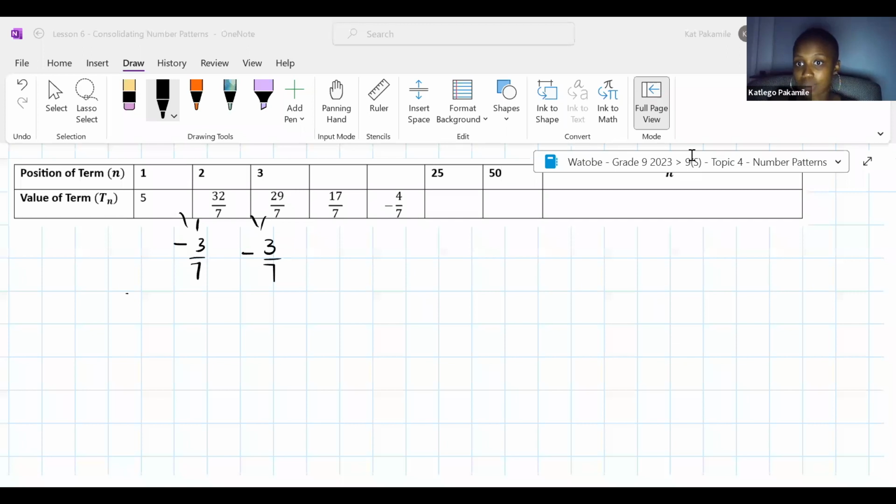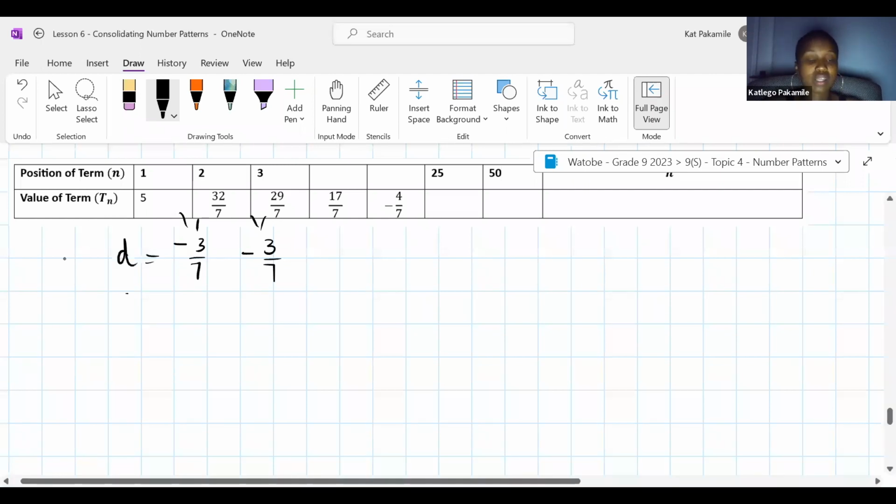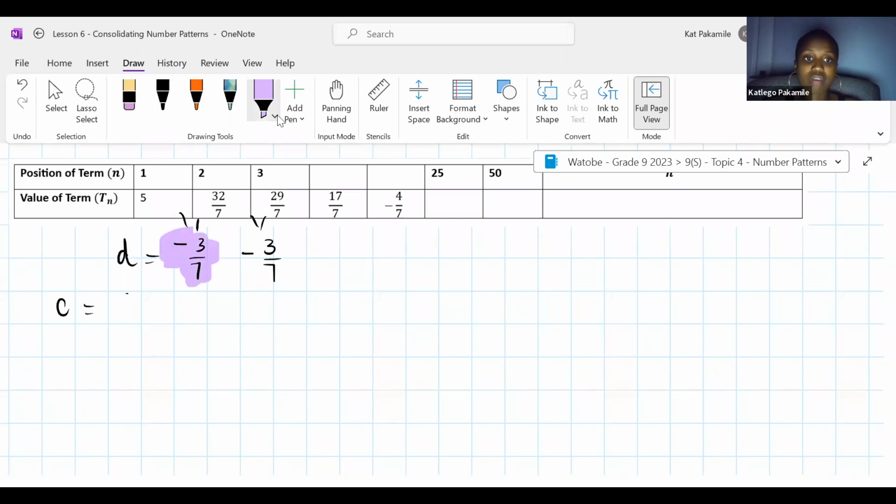Yes, who said that? Term one is, say it is 35/7. Yes. So now we have a constant difference. Thank you very much, Landley. D is equal to -3/7. Now we have to find C, right? And since we are subtracting going forward, we will have to add going backwards, the inverse, right?